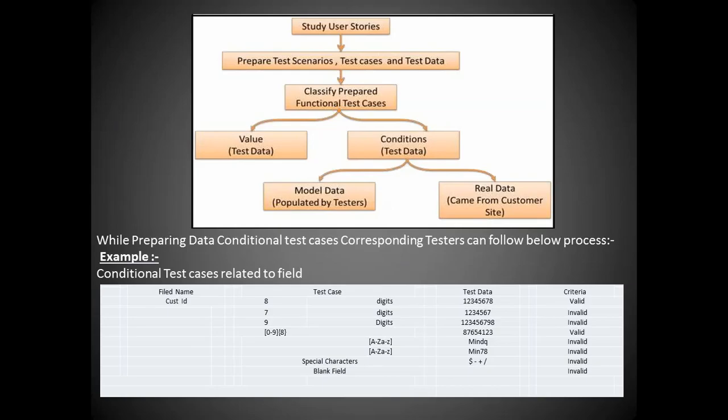Here, while preparing data based on the conditions, test cases corresponding testers can follow this below process itself. Condition related means studying the user stories, preparing the test scenarios, cases and the data. Next one is classifying the prepared functional test cases, their value basis and the condition basis. Condition based means we are providing the model data and we are using the real data which came from the customer site itself.